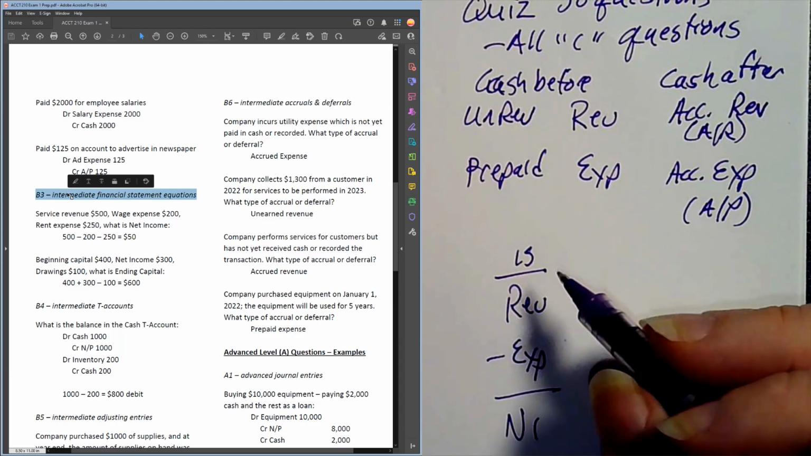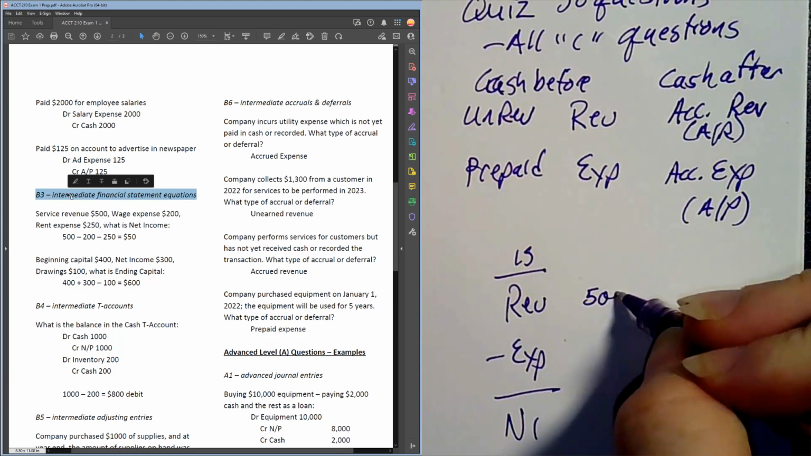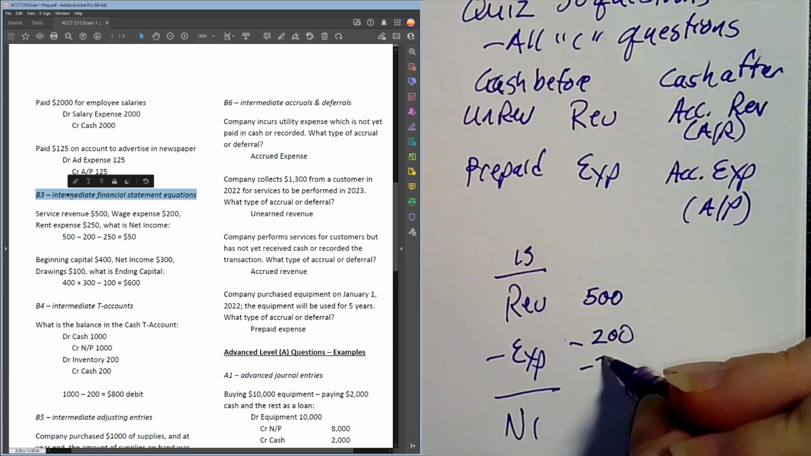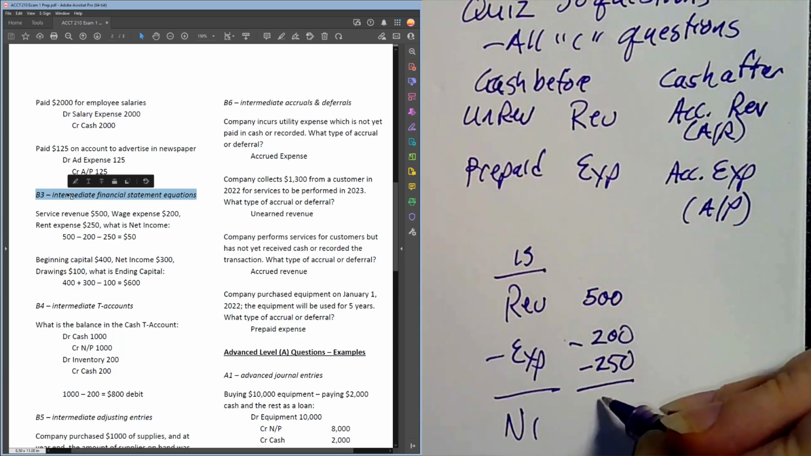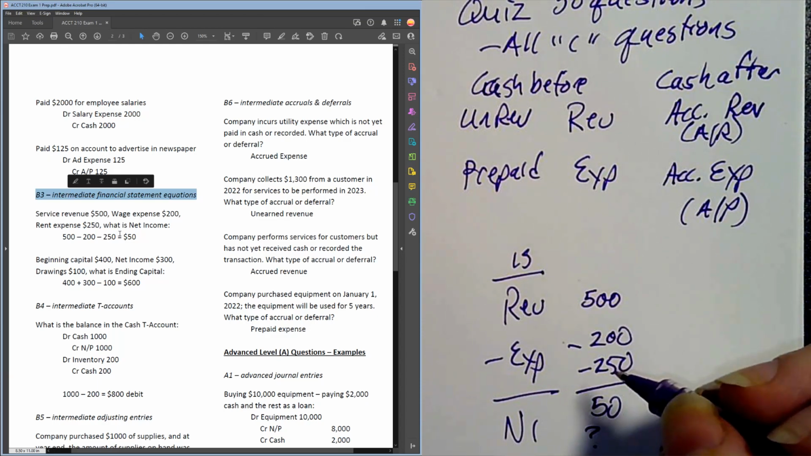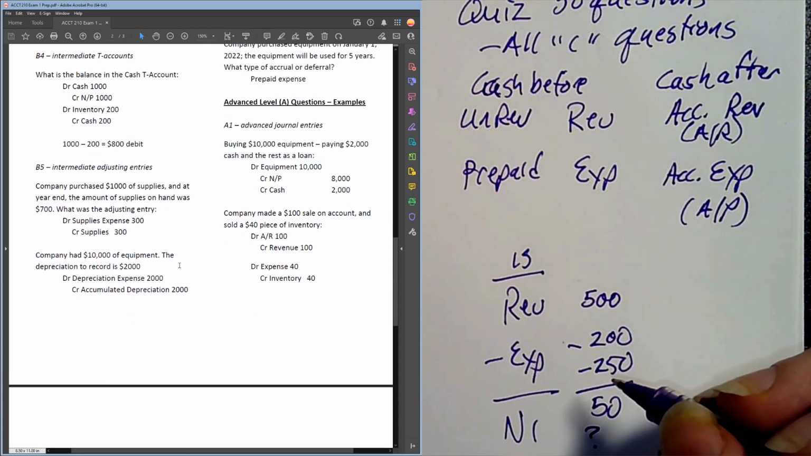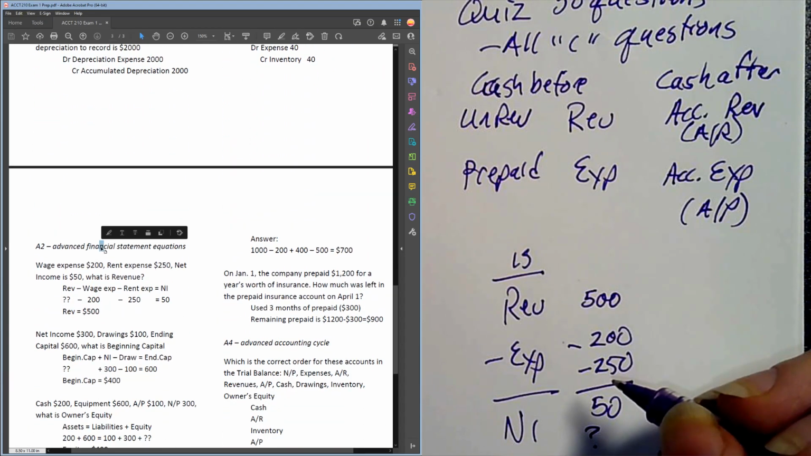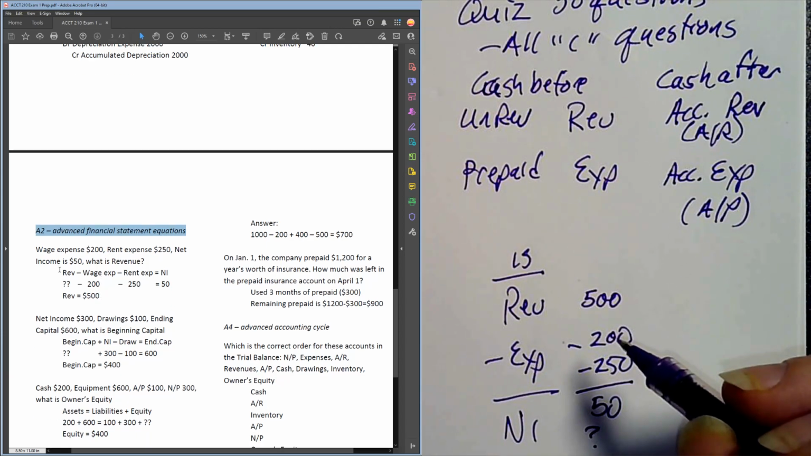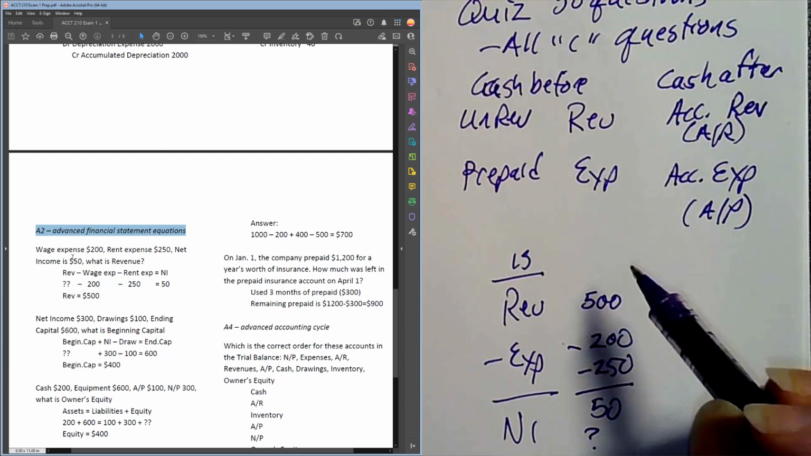So this first one here, we show it as service revenue minus wage expense minus another expense. Well, you can see that's going to be a net income of 50. So this was the unknown. If I kind of fast forward here and I look at the advanced thing, we have advanced financial statement equations. Well, it's still, for example, this first one's going to be relatively the same. It's still the net income, or it's still the income statement, but perhaps I'm asking you something that's unusual.